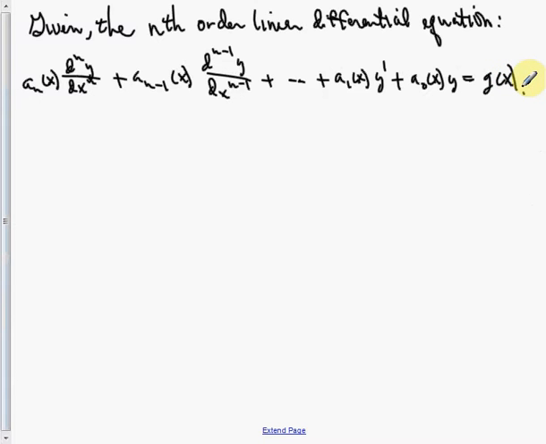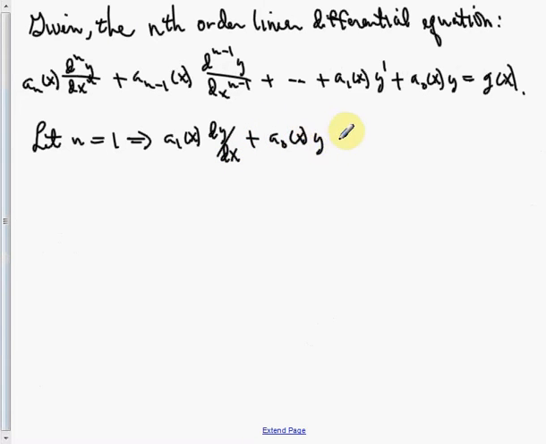g of x. Let n equal to 1. That's what we'll solve for today. Let n equal to 1. This implies that this equation simply becomes a sub 1 of x times y prime, just say dy over dx, plus a naught of x times y is equal to g of x. Divide through by a sub 1 of x.